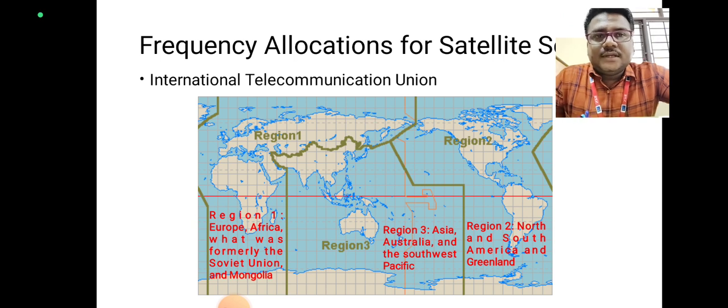The ITU, in short, the abbreviation of International Telecommunication Union, splits the globe into 3 major regions. One is region 1, which comprises Europe, Africa, and the Soviet Union and Mongolia, formerly Soviet Union and Mongolia. Region 2 comprises North America, South America, and Greenland. The third one is region 3, which mostly covers Asia, Australia, and the Southwest Pacific. These are the 3 regions in which satellite communication is broadly used.